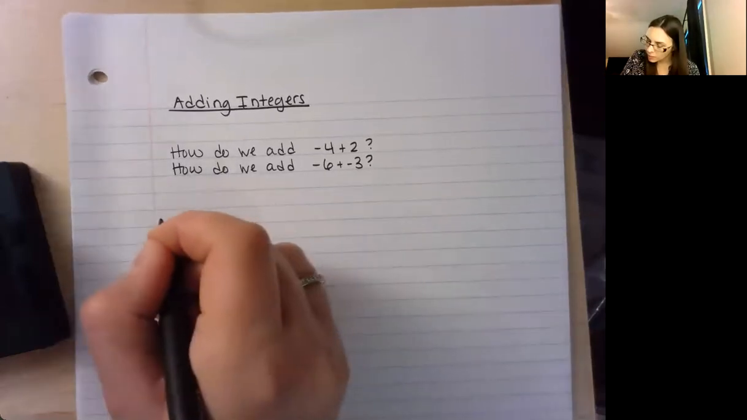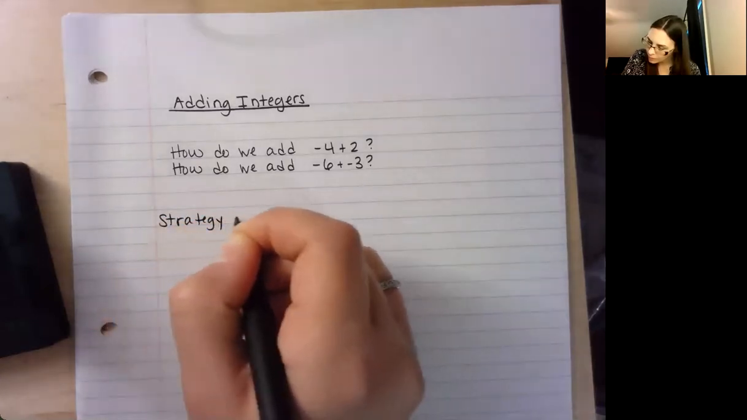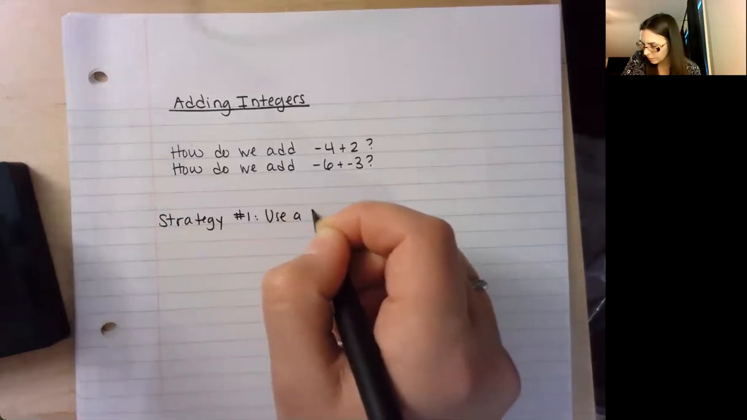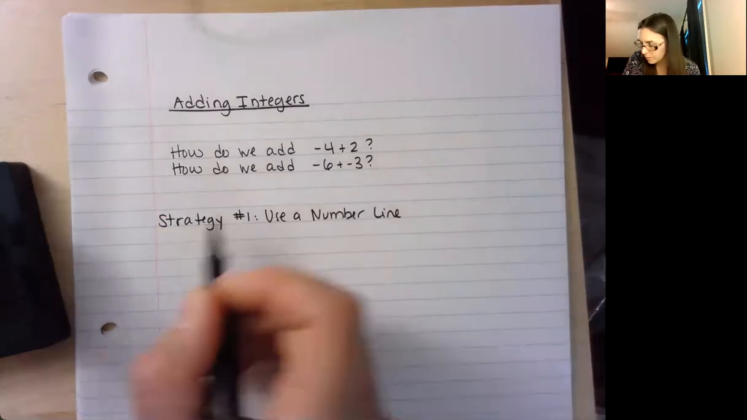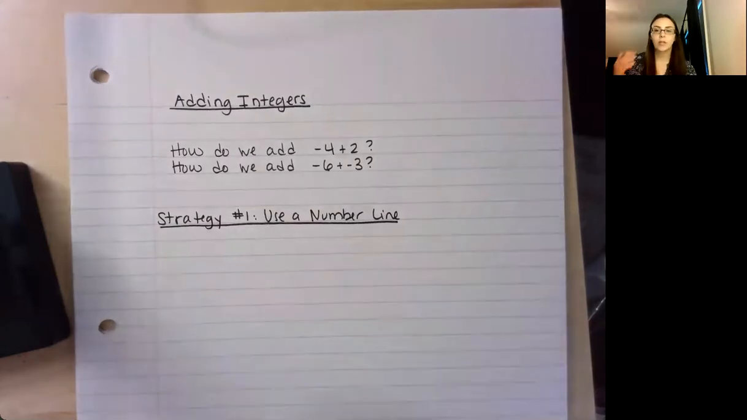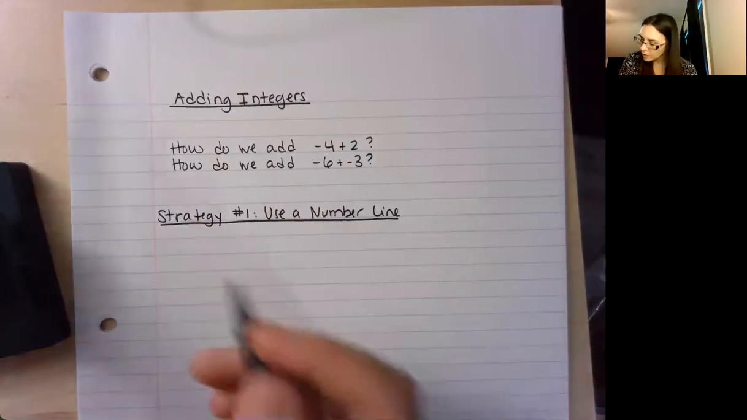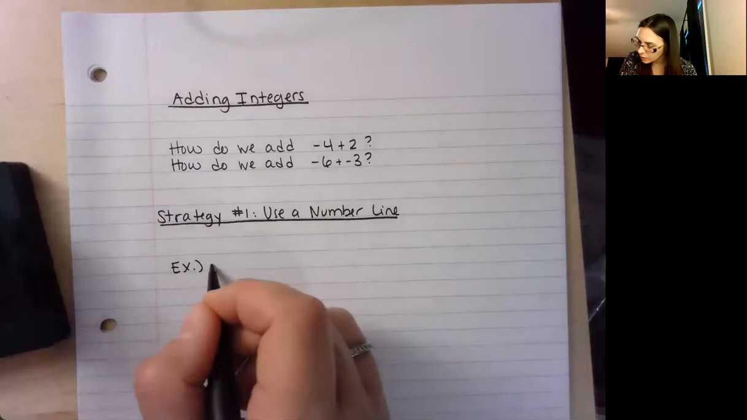So strategy number one is going to be to use a number line. So we can do the following. Let's do an example. I think it's easiest to see these with examples. So let's do the two above.